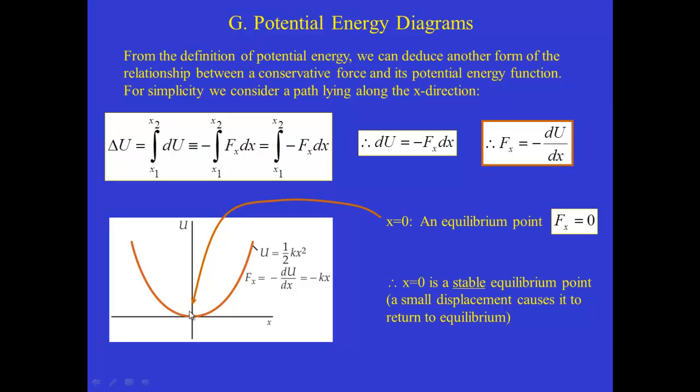What we mean by a stable equilibrium point is at the bottom of the curve here, at x equals 0, it's equilibrium, the force is 0. If we push it a little bit to the left, then a force is exerted, bringing it back toward the origin. If we pull it a little bit to the right, a force is exerted in the negative direction that propels it back toward the origin. So a small displacement causes it to return to equilibrium, and that's a characteristic of a stable equilibrium point.